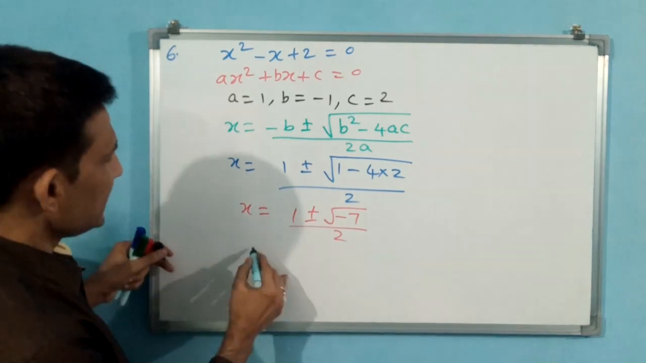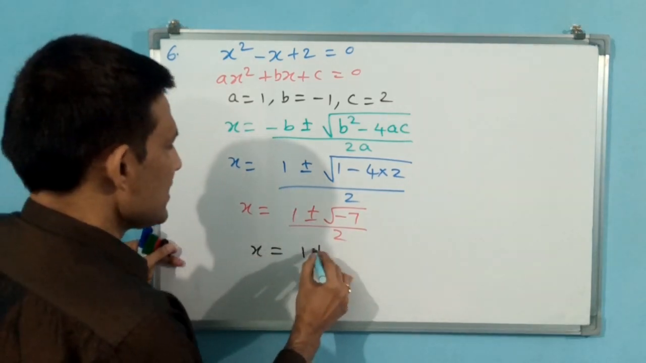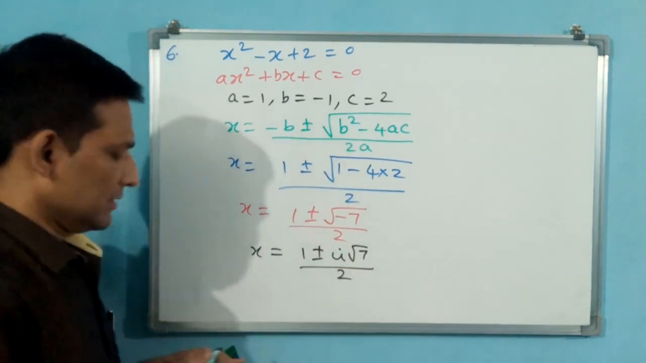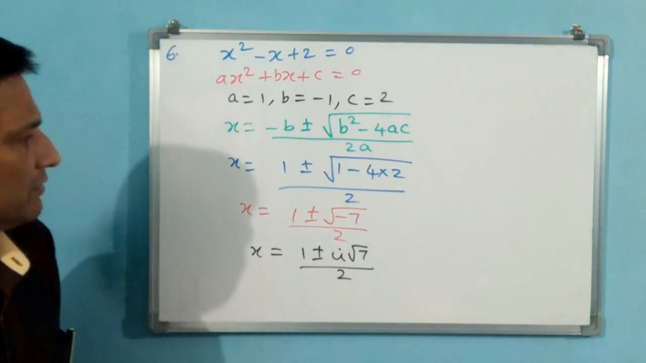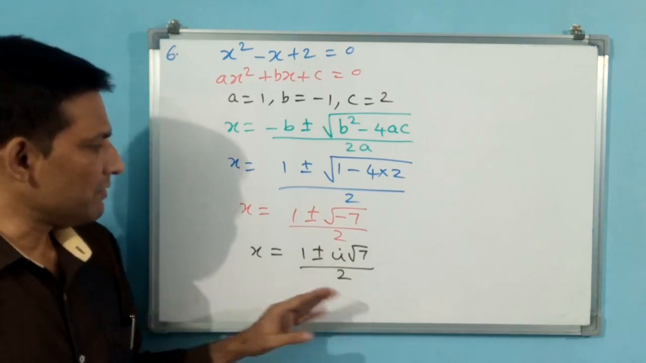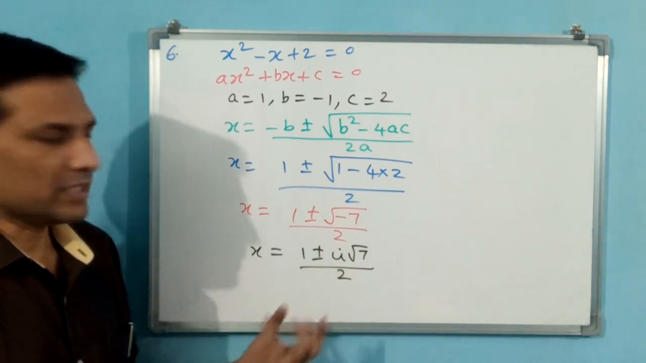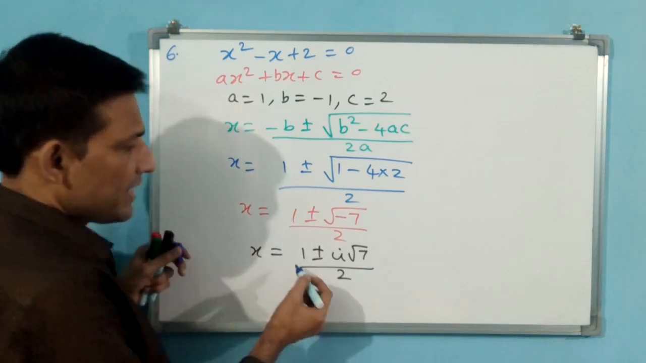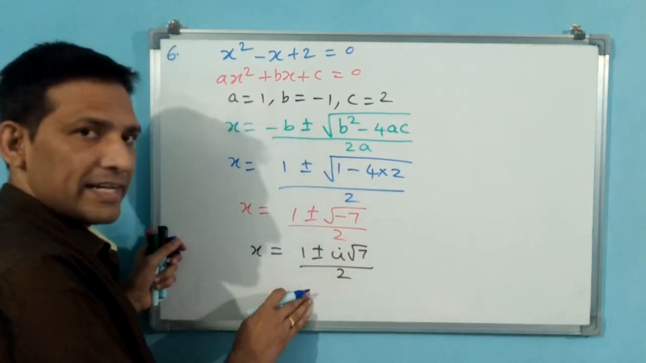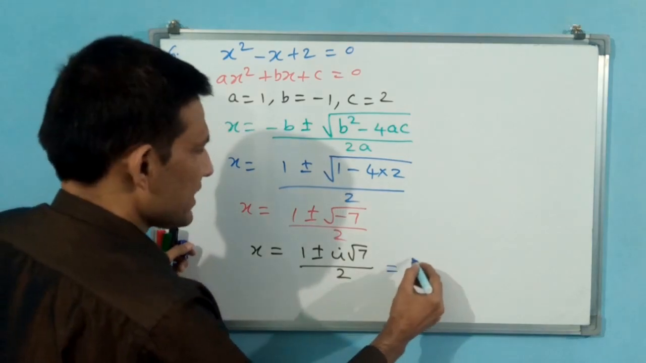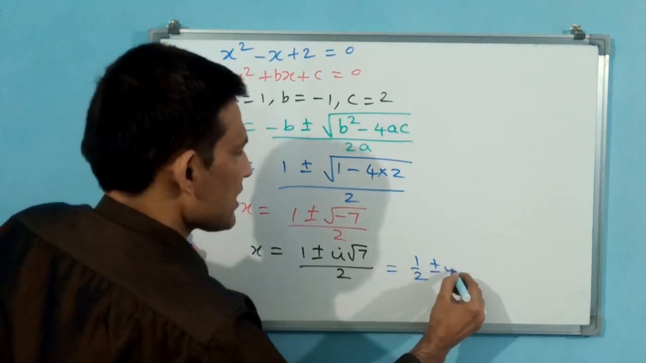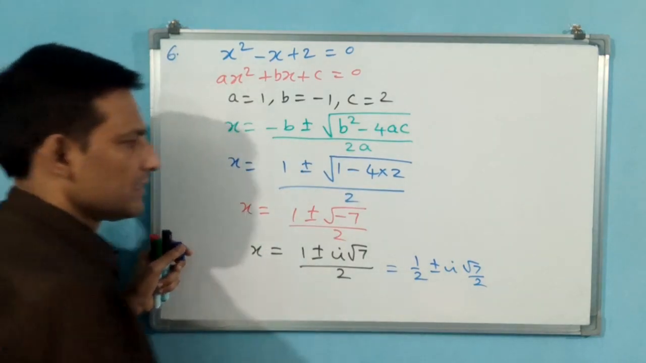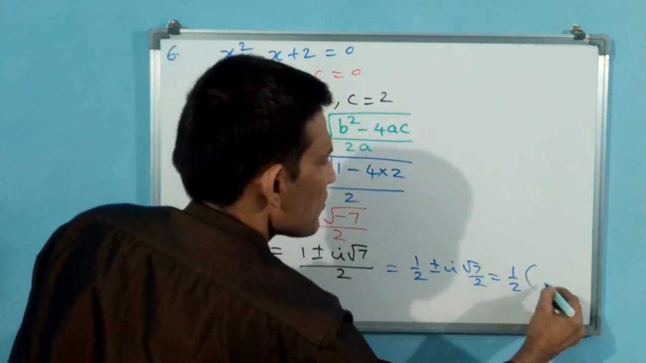Now the final step you can write. X is equal to 1 plus or minus I root 7 by 2. This will be your answer. I root 7 by 2, complex number only. See, how can you write this? This is the final answer. Even then, two more types you can write: 1 by 2 plus or minus I root 7 by 2. This is also correct. Or else you take 1 by 2 out.